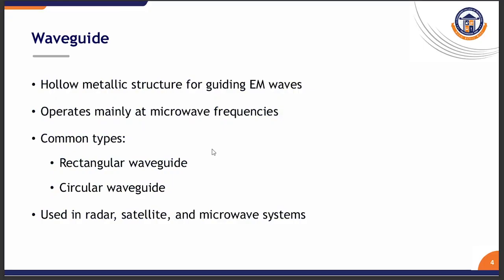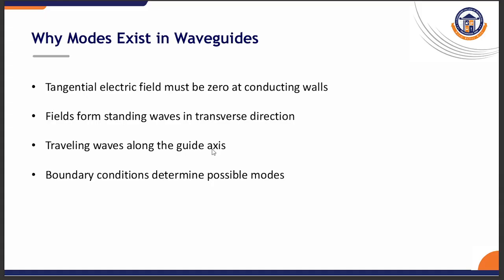So, a waveguide is a hollow metallic structure for guiding electromagnetic waves. These waveguides operate mainly at microwave frequencies. There are two types of waveguides: first the rectangular waveguide and then the circular waveguide. These waveguides are used in radar, satellite and microwave systems.